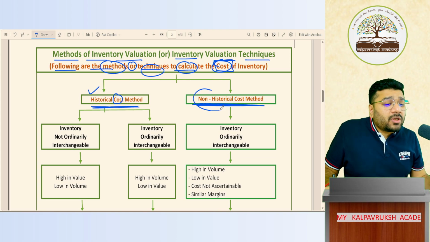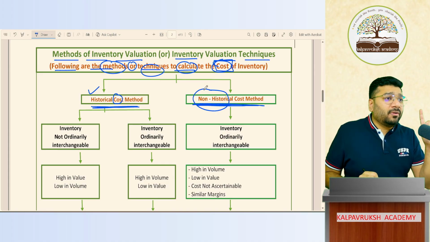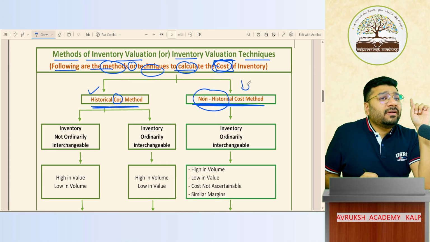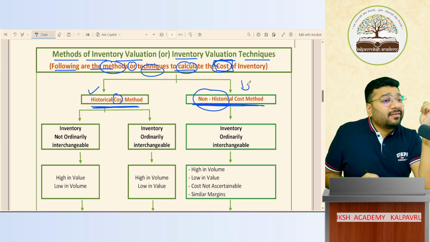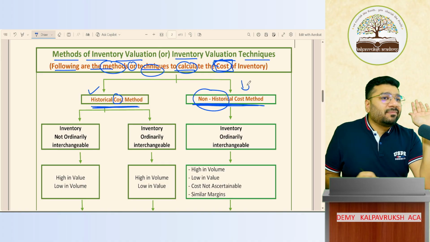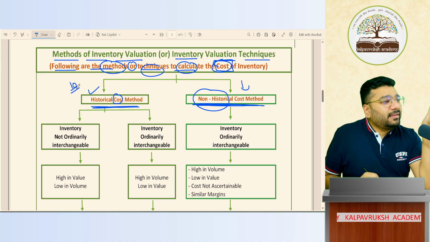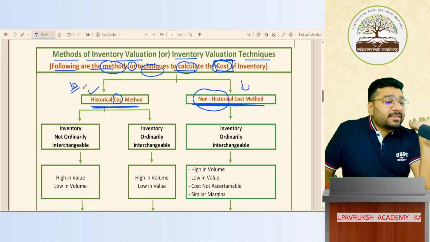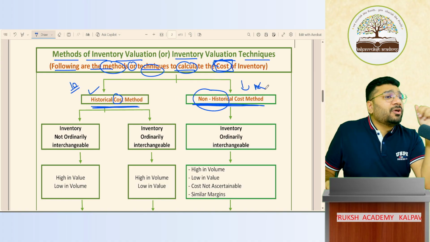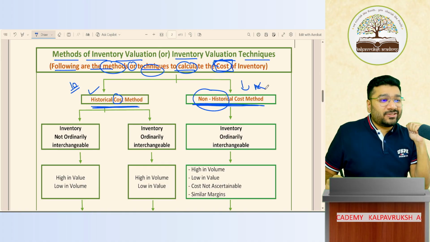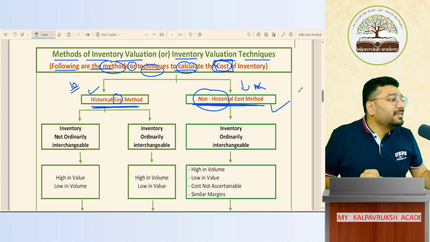But what is non-historical cost? In this case, the cost of the inventory is going to be other than the historical cost. How it is derived, we have to think. Historical cost is available. If you bought a pen for 10 rupees, this is the historical cost. It is available. But in this case, historical cost is not available. So what are we taking? Non-historical cost. Now the question is, how do we compute non-historical cost? That is what we're going to learn under this method.